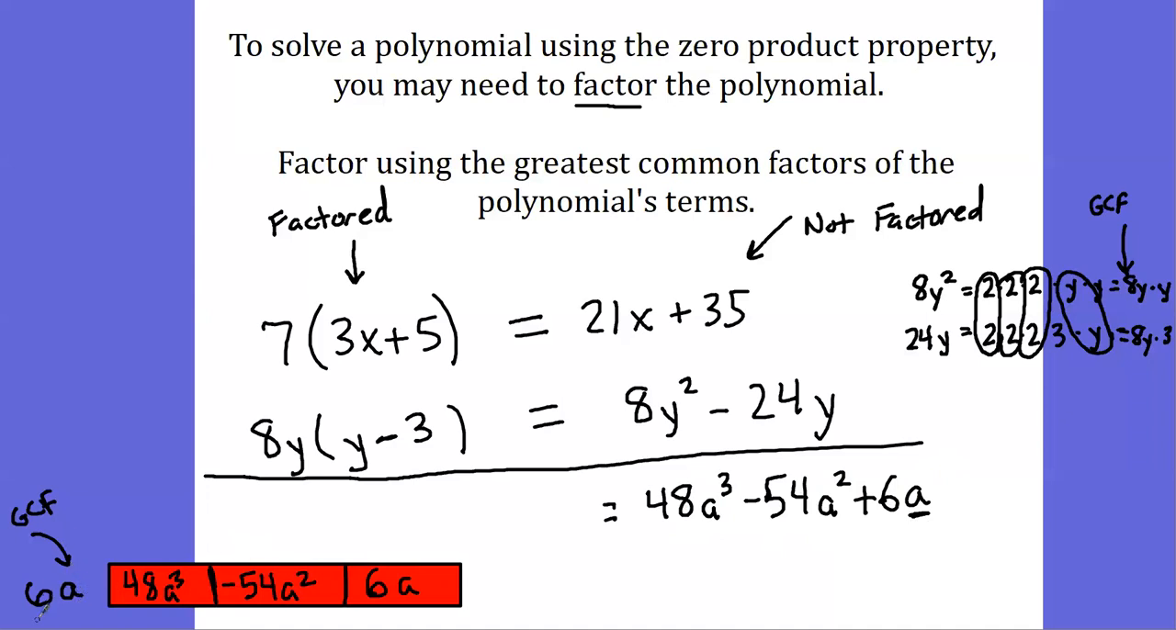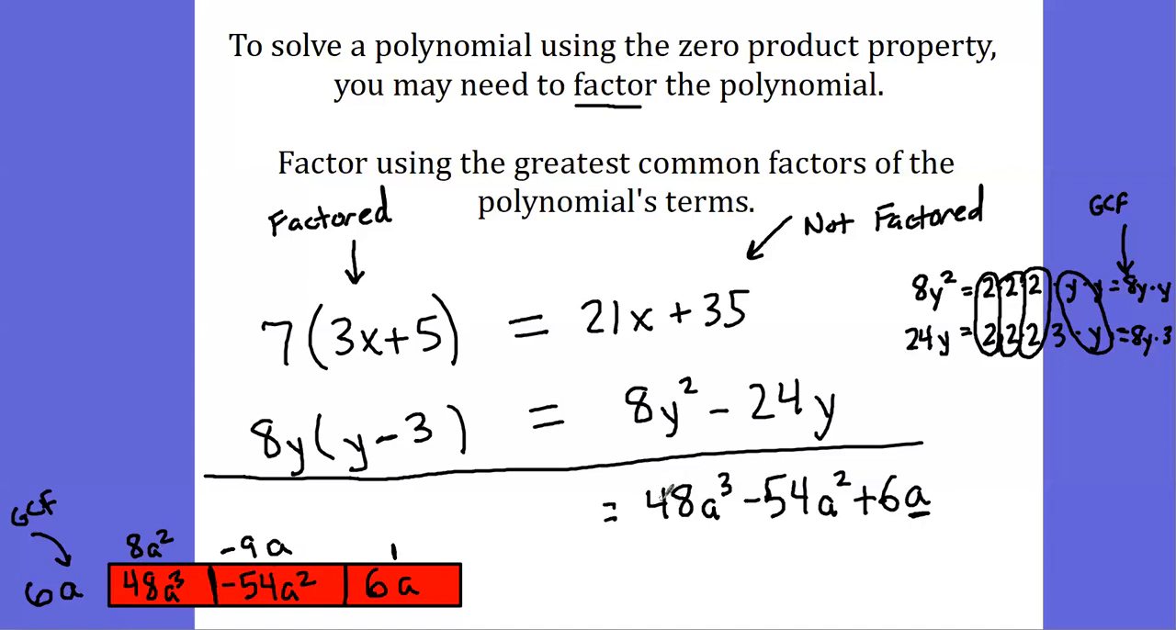So now I need to think, 6a times what would give me 48a to the third? Well, 6 times 8 would give me the 48. That takes care of the number part. And a times a squared would give me the a to the third. So 6a times 8a squared gives me 48a to the third. Now let's deal with this one. 6a times what gives me negative 54? That would be negative 9. A times what gives me a squared? That would be a. So 6a times negative 9a gives me negative 54a squared. And with the last piece here, 6a times what gives me 6a? That has to be a 1.